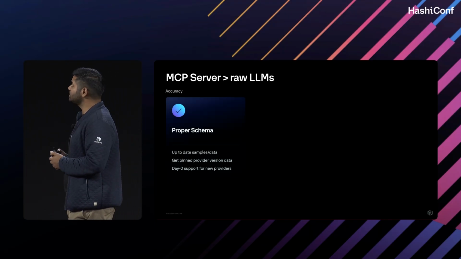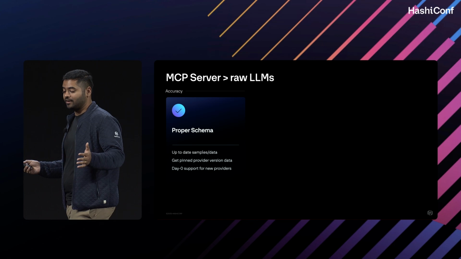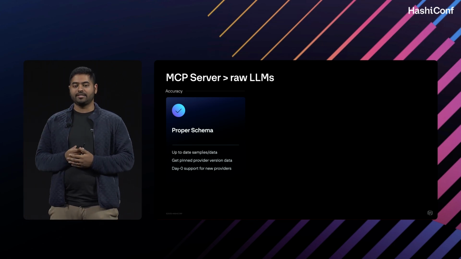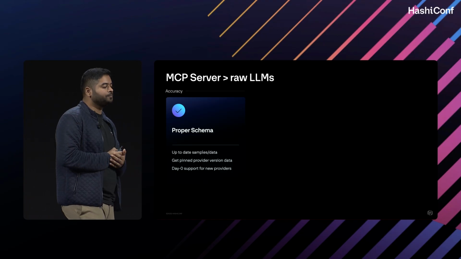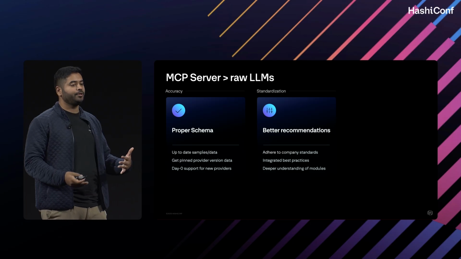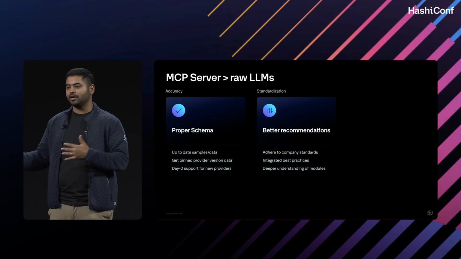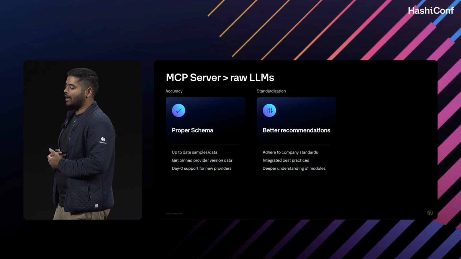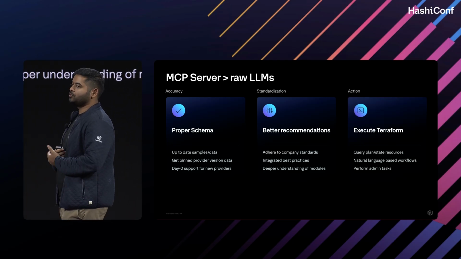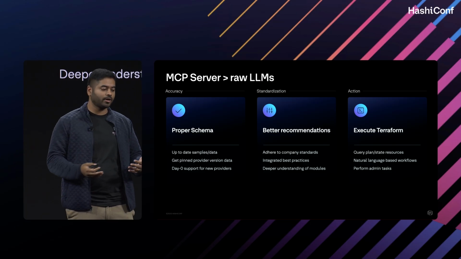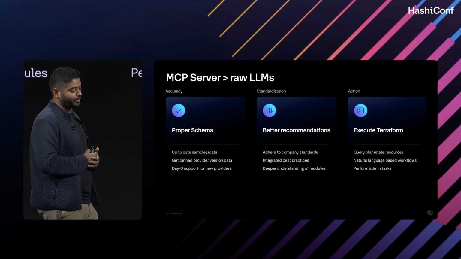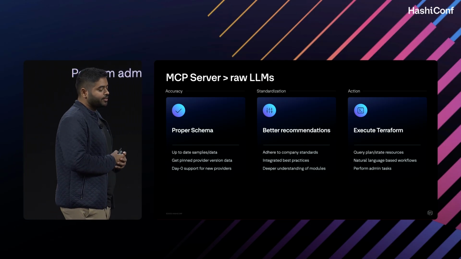I just wanted to have a quick slide about why MCP servers are generally better than raw LLMs. You have more accuracy, you have the proper schema, you have up-to-date samples and data, which I talked about. You also have better recommendations. If you're new to Terraform, if you're new to the registry, and you don't know where to start, you don't know which modules to use or how to go about it, it gives you really good recommendations on that. And then also it can execute a lot of Terraform workflows for you, like workspaces and variable sets. It can automate all of those processes for you. All right, so that's it for Terraform.